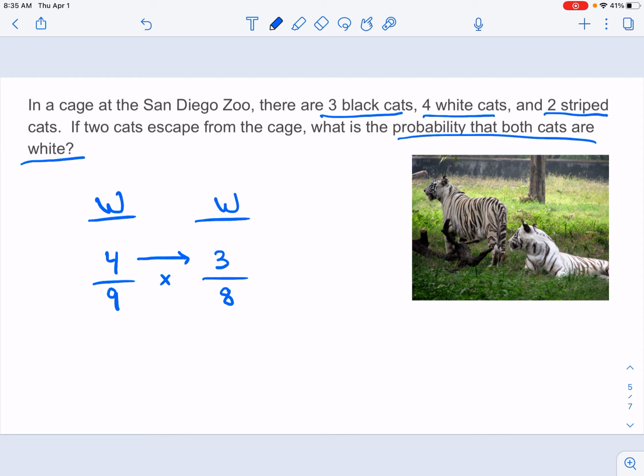Then we can multiply across. 4 times 3 is 12. 8 times 9 is 72. We could simplify by 4. 12 divided by 4 is 3. 72 divided by 4 is 18. And then we could simplify that again, by 3, and we get a 1 out of 6 chance that both cats that escape are going to be white.